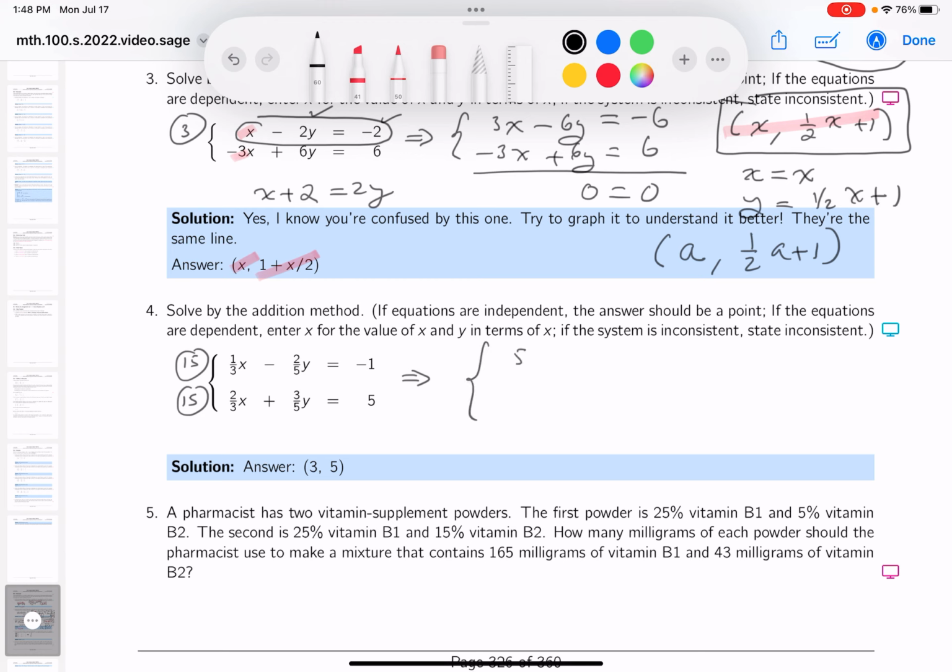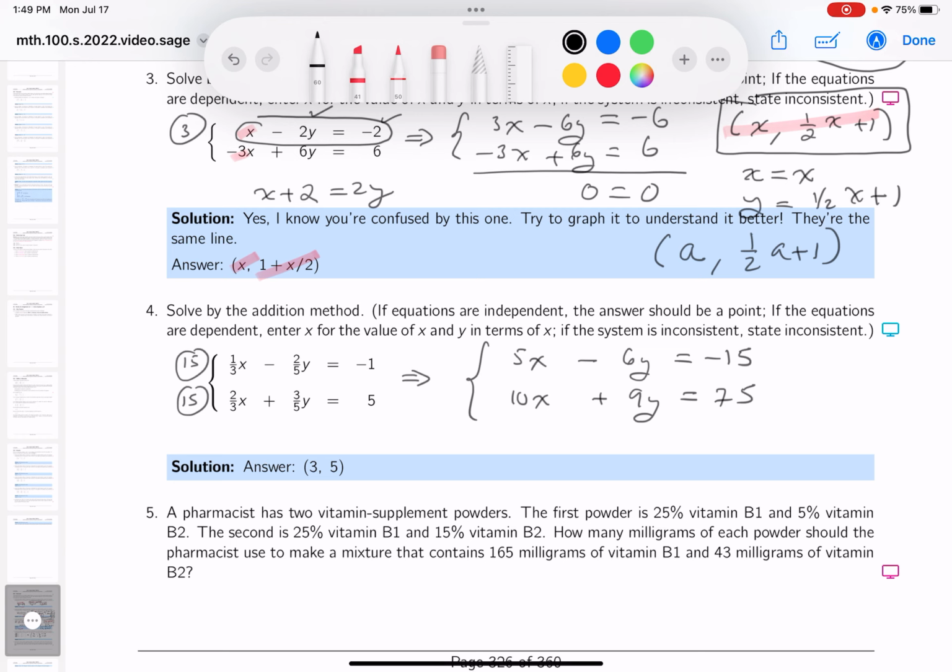Well, you're gonna get 5x minus 6y equals minus 15. Okay, let's do the bottom. You're going to get 10x, let's see, 9y. And that's going to be 50 and 25, 75. All right, everything's lined up beautifully, by the way.